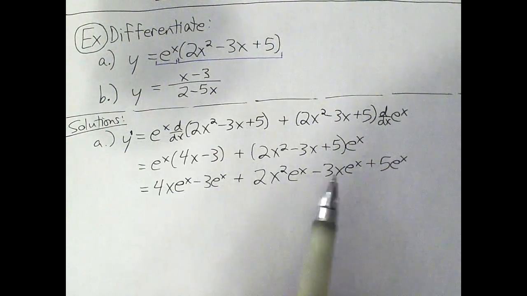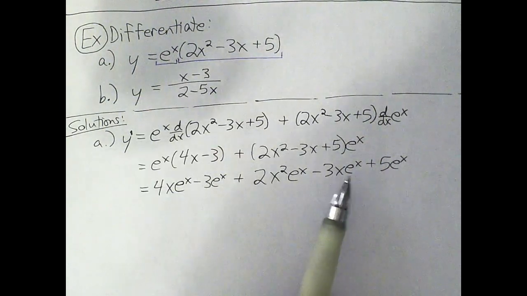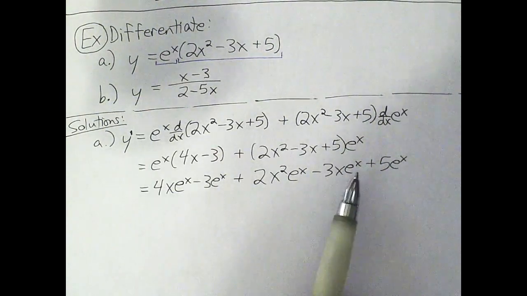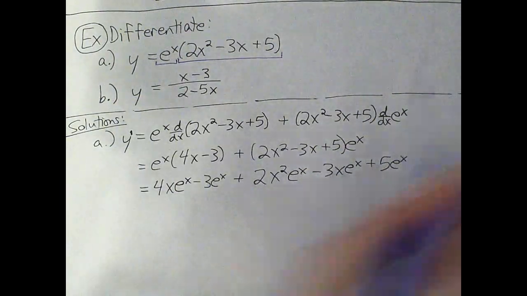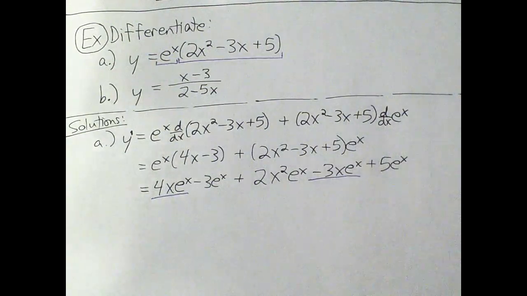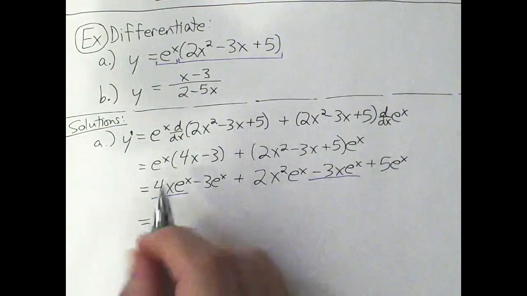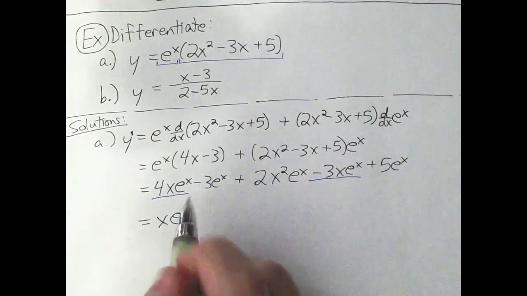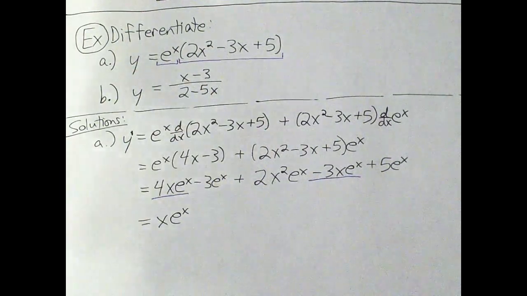4x e to the x looks like that can cancel, not cancel, but it can combine with this, right? I'm going to underline it. This and this, they almost cancel out, I guess. But yeah, combine them into just x e to the x. 4 minus 3 is 1.